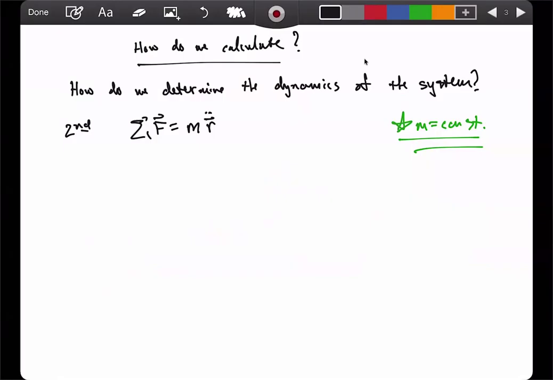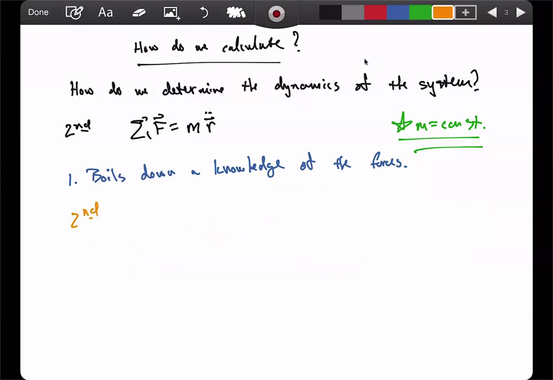So basically, what this says is number one, that dynamics boils down to, first, a knowledge of the forces. So we have to know the forces which are acting on some sort of system to determine the dynamics of the system. So that's number one. Number two then is we have to solve, in general, a second order differential equation.